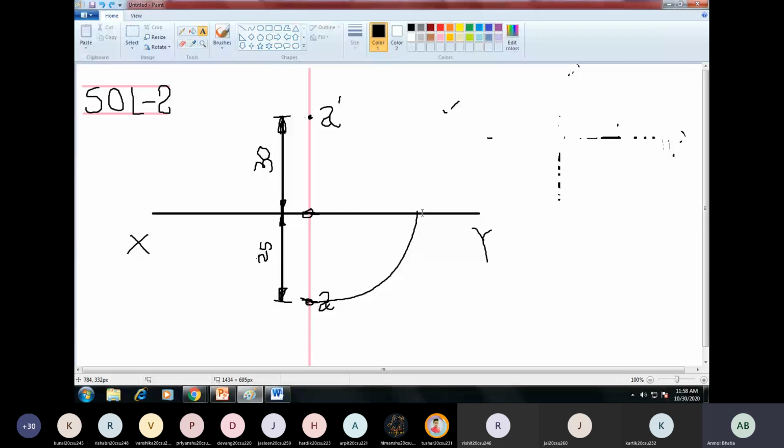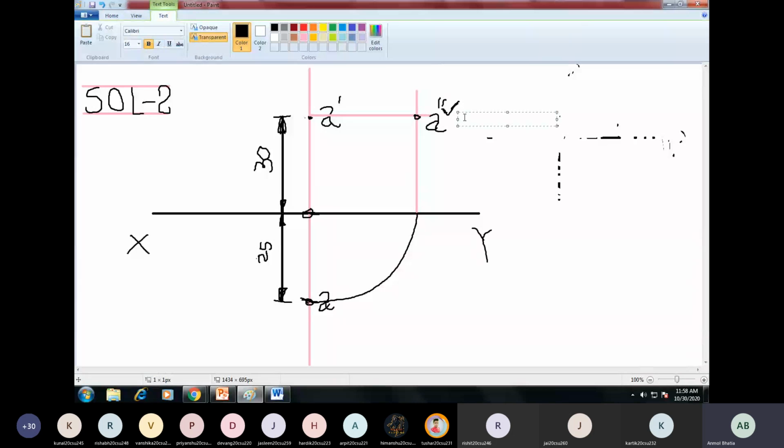After that, what will you do? You'll extend this and you'll also extend the front view so that it meets the top view. Whenever these two points meet, this is called the side view. This is a double dash. And which side view? As per the notation that we follow in India, we should name it as the left side view.